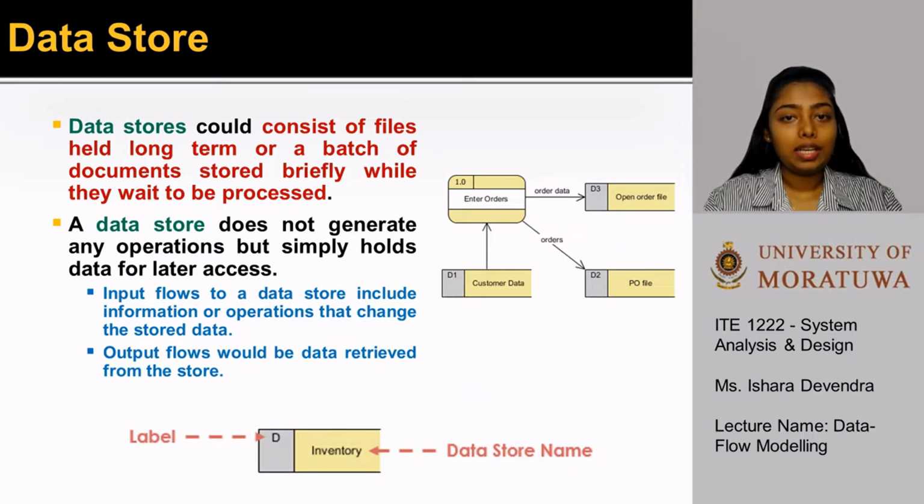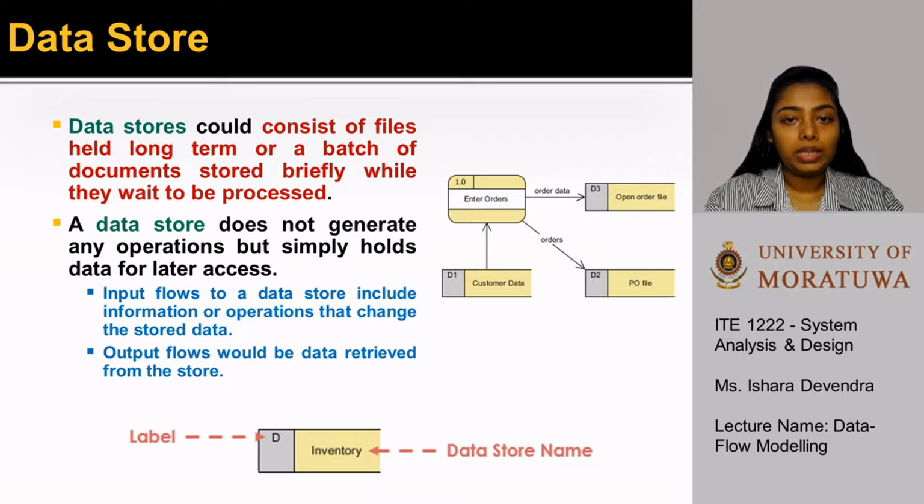Next symbol is the data store. Data stores could consist of files held long term or a batch of documents stored briefly while they wait to be processed. It does not generate any operations but simply holds data for later access. Input flows to a data store include information or operation that change the stored data.